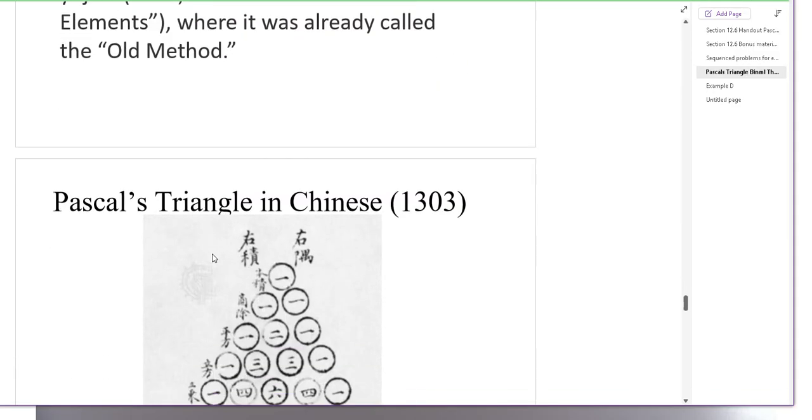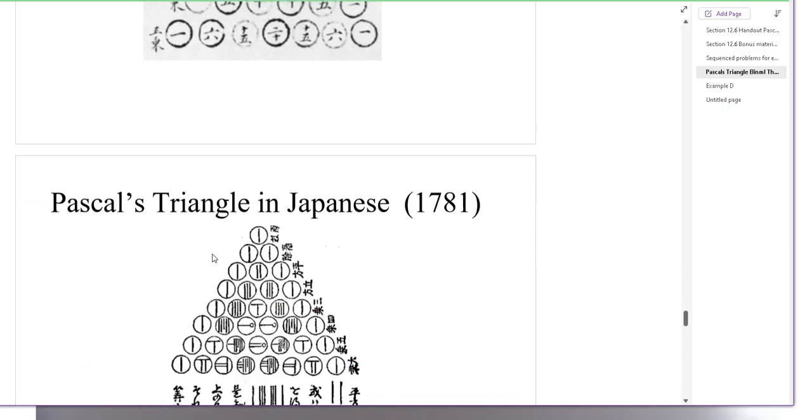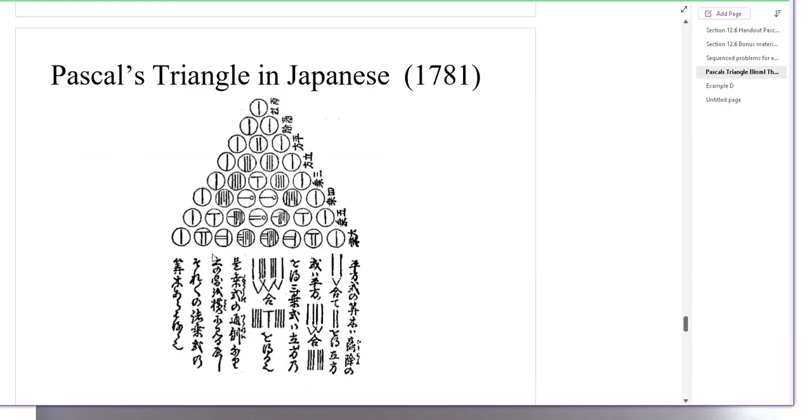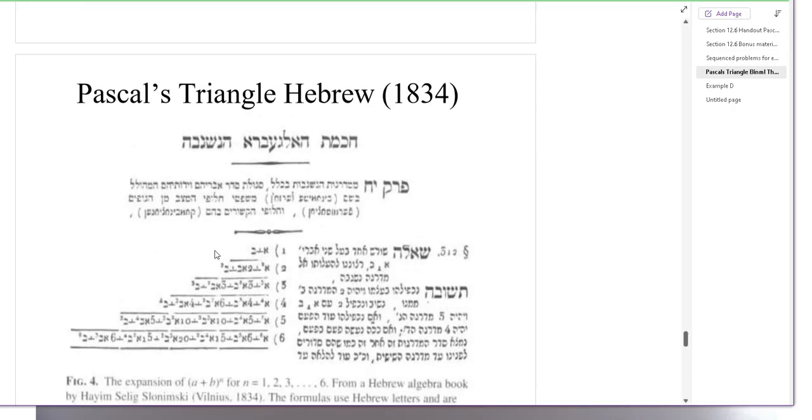So Pascal's triangle has Pascal's name to it, but here's Pascal's triangle in a Chinese manuscript back in 1303. Wow. And in Japanese in 1781. Hebrew, if you want to get me one in Arabic sometime, I'd be happy to show that one as well. But it's been around a lot longer than Pascal. He just happened to have the name attached to it. All right. So, nice. But there is kind of a drawback on Pascal's triangle.